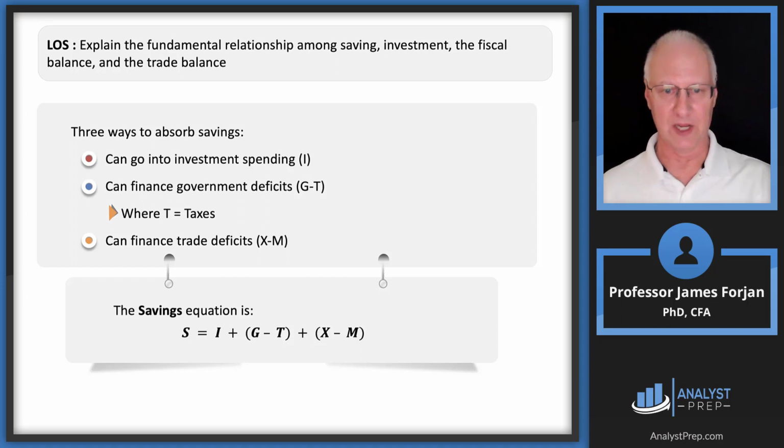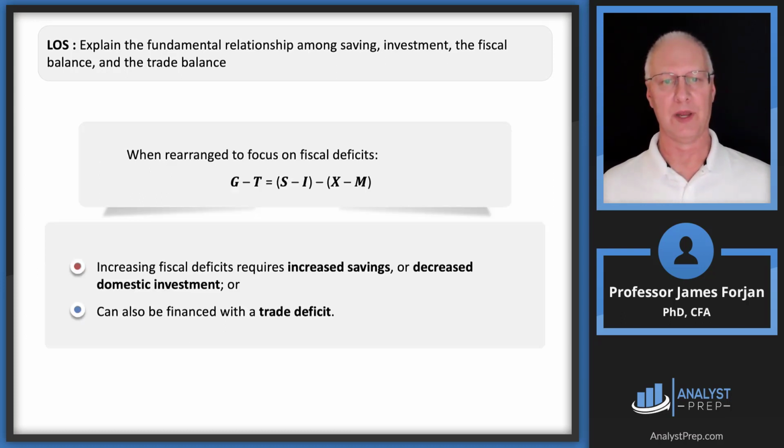So the savings equation at the bottom there, and this is important to address this LOS, is going to be investment plus the financing of the deficits plus the trade deficits. Now, what you can do is rearrange that to focus on fiscal deficits. Just do some super simple algebra, and on the left-hand side you get the fiscal deficits, and then savings minus investment, and then the trade deficit as well.